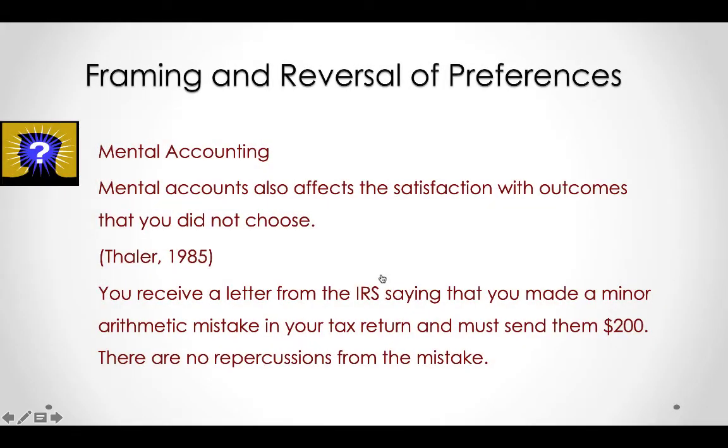The other example is you receive a letter from the IRS saying that you made a minor arithmetic mistake in your tax return and you must send them $200. So one loss of $200. Which one feels different for you? Which situation is more upsetting? You get two losses of $100 or you get one loss of $200.